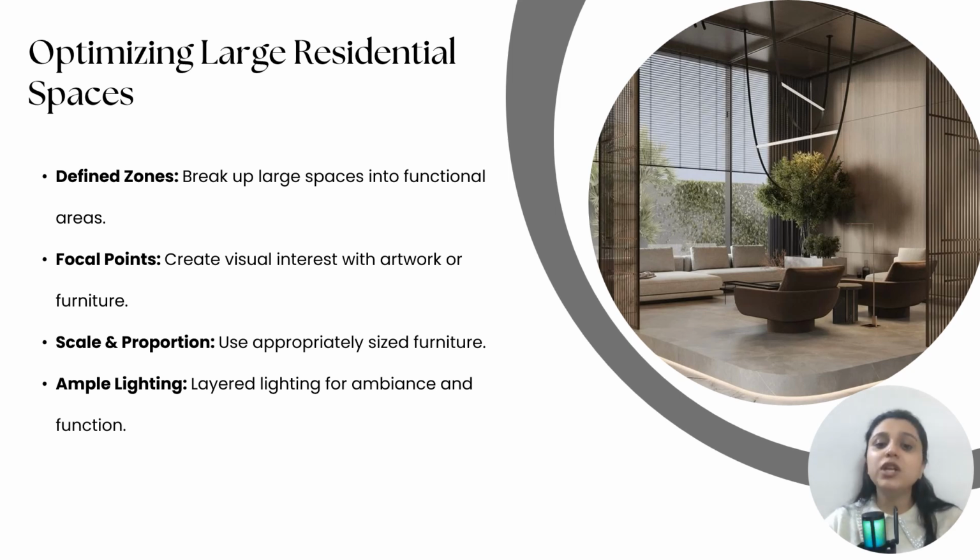Focal points. Create visual interest with artwork or furniture. With large spaces, we should always consider how we are decorating the space. Maybe you are using a lot of decor pieces, maybe you're using installations to create focal points all across the space, so that we do not feel like this is a very empty kind of space. Scale and proportion. Use appropriately sized furniture. If we are working with large residential spaces, it's important that each and every furniture piece you're using should be proportionate to the size of the space. So if it's a 20 by 20 living area, you cannot put a two-seater sofa and say that's it. You have to create your furniture pieces accordingly.